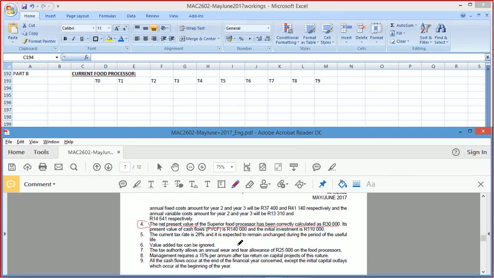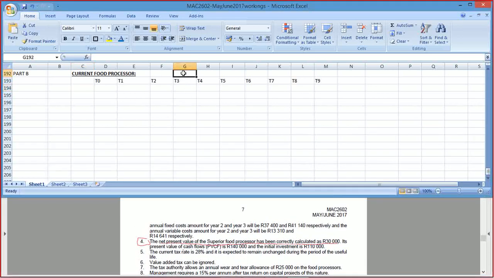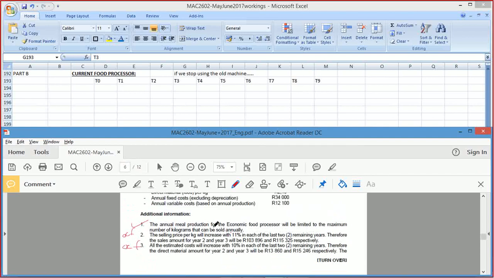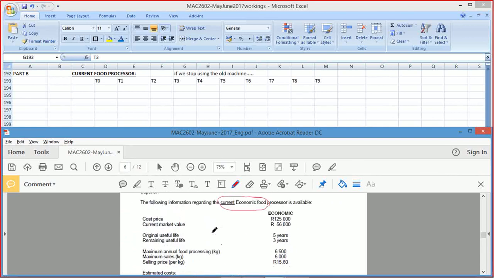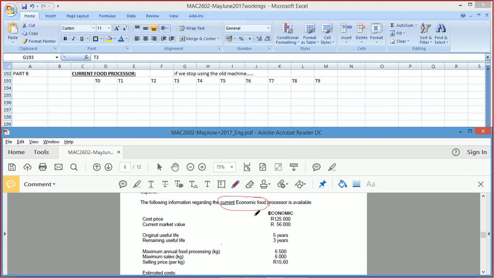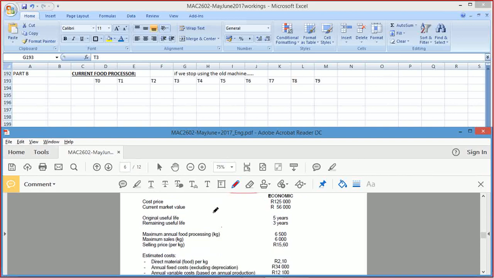So we're looking at opportunity costs linked to the old machine. If we stop using the old machine, what's the effect going to be? That's what we're looking at. So new minus old. Let's look at the old machine. The information relates to the current economic food processor. The cost price is 125,000 and the market value is 50,000.